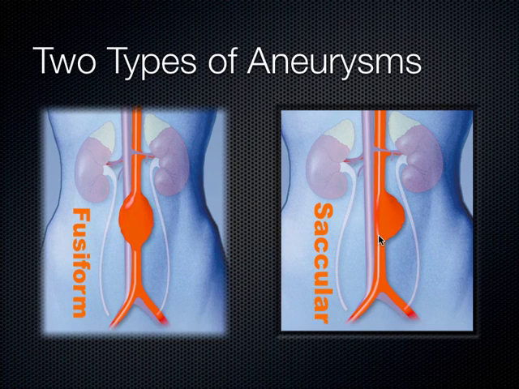Now let me ask you this. If you could use either a sagittal view or a transverse view, which one would pick up both types of aneurysms?